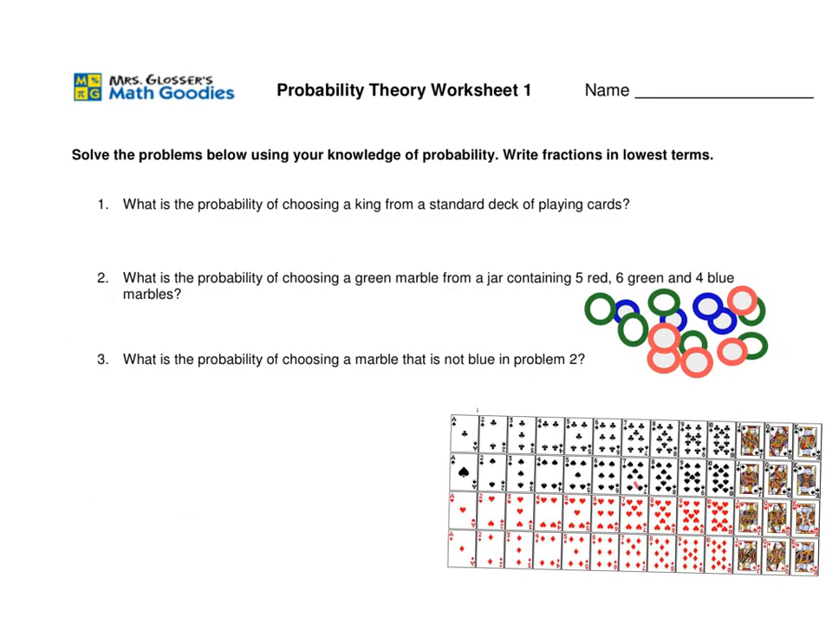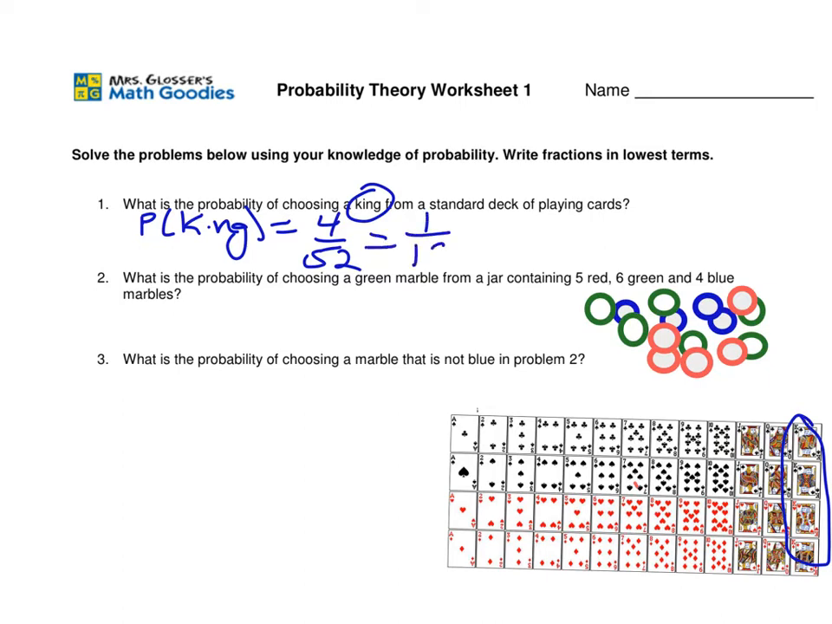On number 1, it's asking for the number of kings. So we're going to write the probability of king equals, and that's 4 out of the 52 because there's 4 kings right here out of the whole 52, and that simplifies to 1 over 13. So most of the time when you simplify, you're always going to get that denominator of 13.